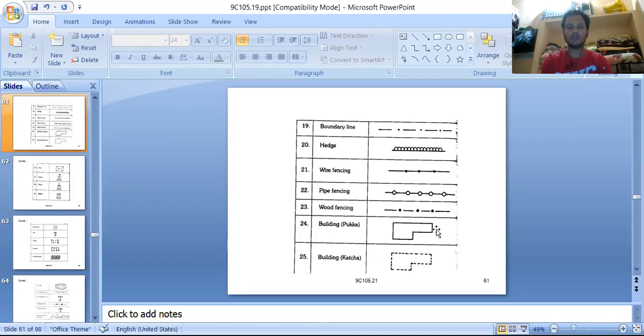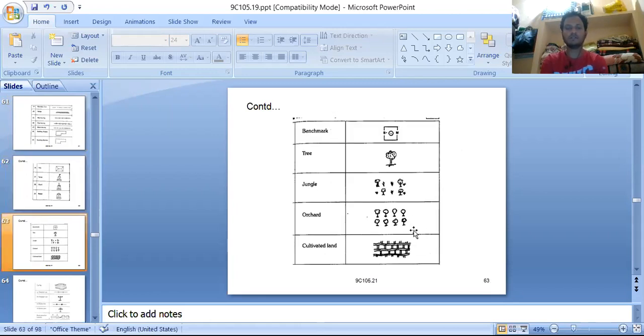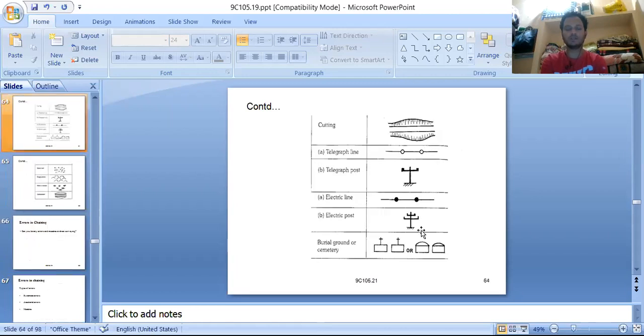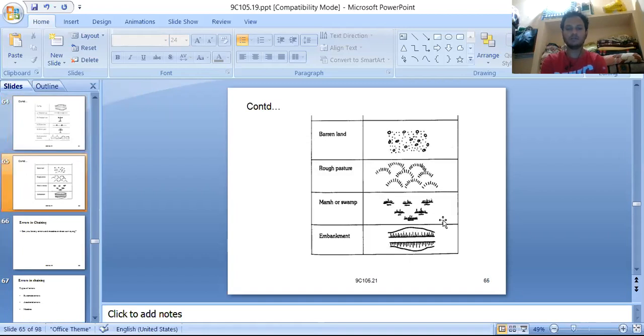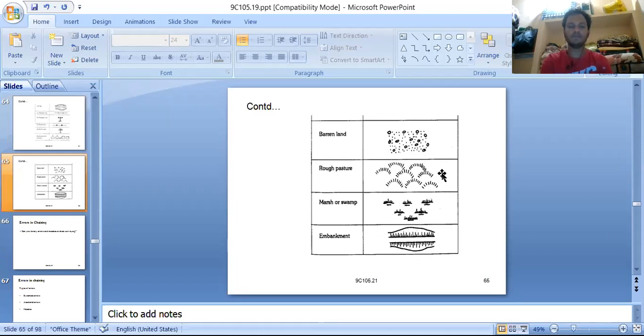This is a Pakka building. This is a Kacha building. Similarly, we have different symbols for different objects which are useful in chain surveying. For representing temples, church, and mosque, we have different symbols. And these are the different symbols we will use. Electric line, electric point, etc. These are rough pastures, barren lands. This is how we will represent them in the field.